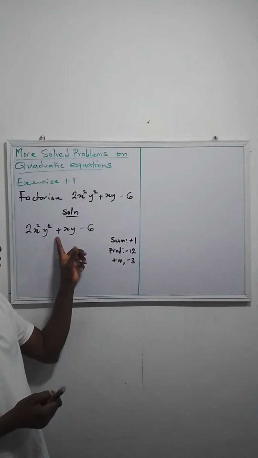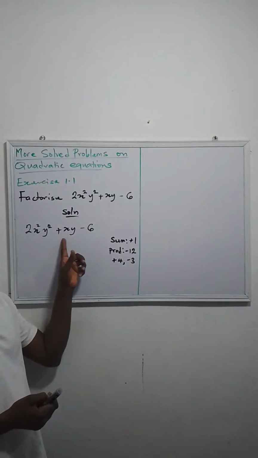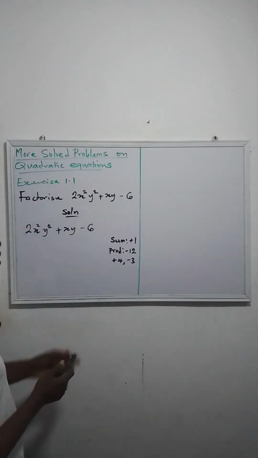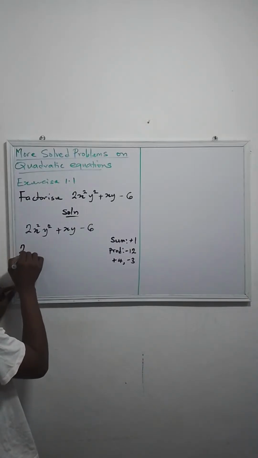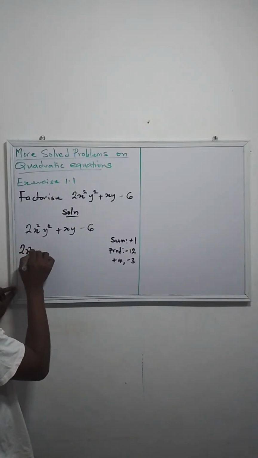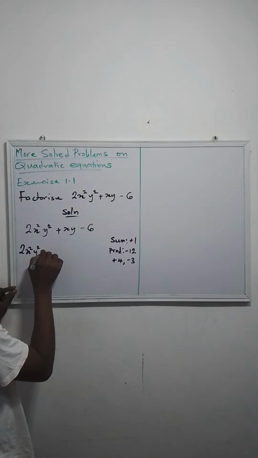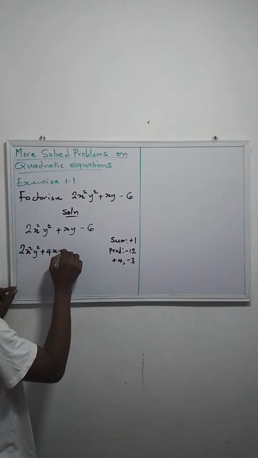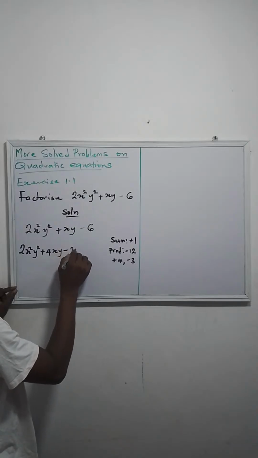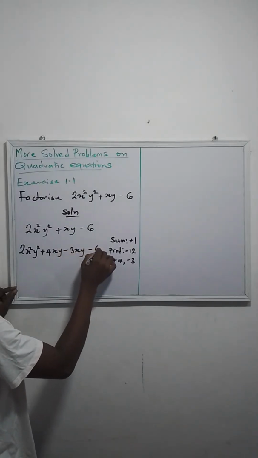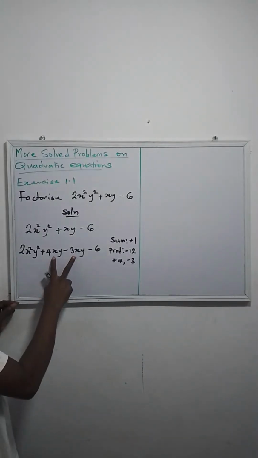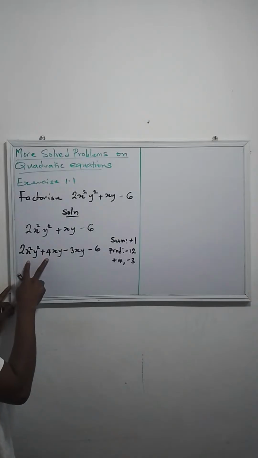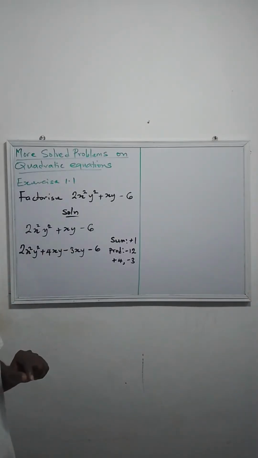We are dividing this middle term into 2. So this expression turns to 2x squared y squared positive 4xy negative 3xy negative 6. This middle term is the same thing as positive xy. Now let's look at the first pair.